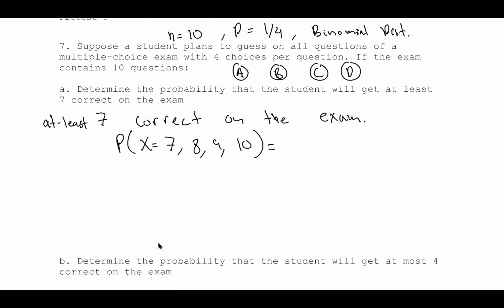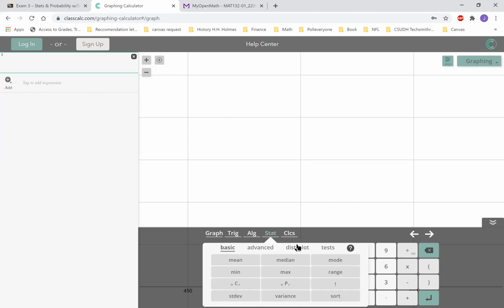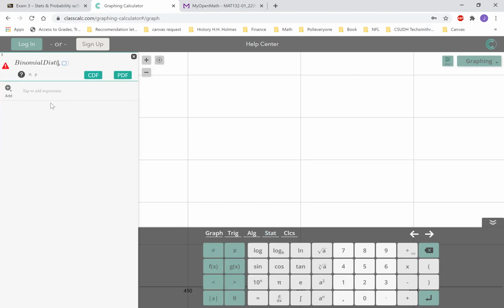So we're going to use ClassCalc for this. Let me go over to ClassCalc. Remember, this is the binomial distribution. So I want to go to stats, go to distribution, and do a binomial distribution. If you look at it, n is equal to 10, and p is 0.25.